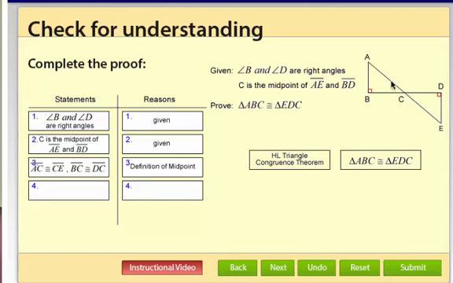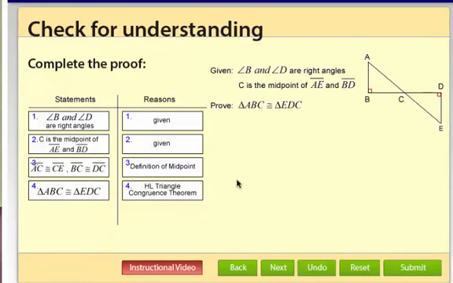Now, based on that information, we have a hypotenuse and a leg of a right triangle, and that's really the point of the right angles here. It's not for using right angles are congruent, it's so we can define these triangles as right triangles and use the HL congruence theorem. So the final statement is that triangle ABC is congruent to triangle EDC, and the reason is HL triangle congruence theorem because we have two right triangles and the corresponding hypotenuses and legs are congruent.